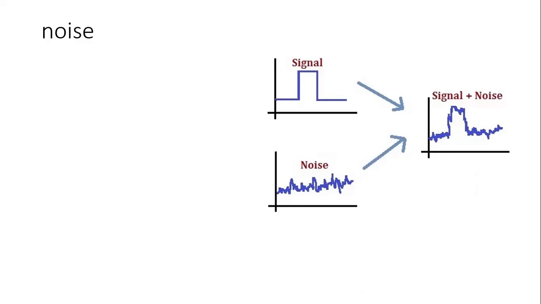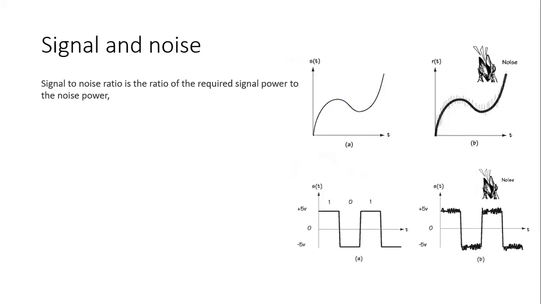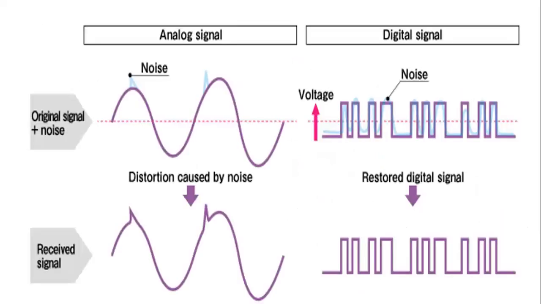And because of that, we can hear that humming sound or the visual is not clear. So signal to noise ratio is very important here. Our main aim is that signal to noise ratio should be equal to or greater than 1. The reason is we want signal to be more and noise to be less.